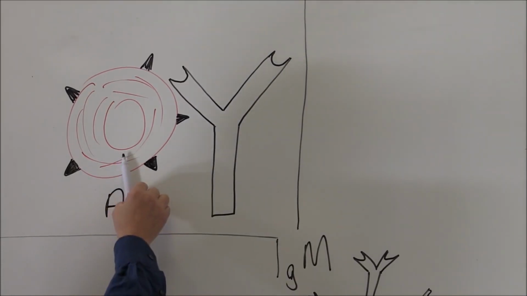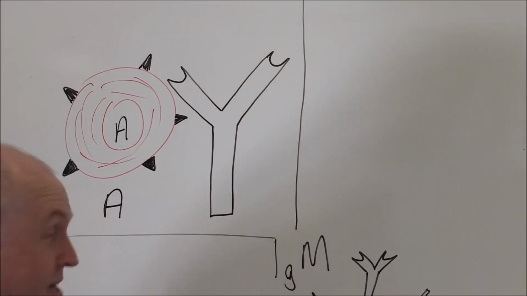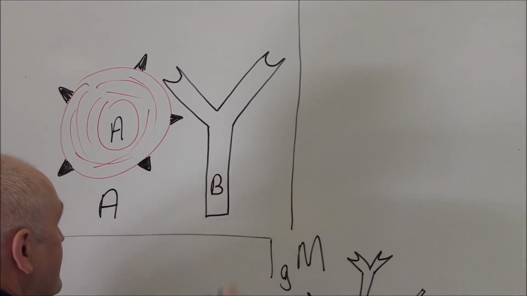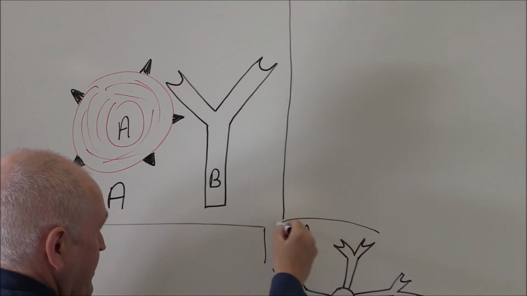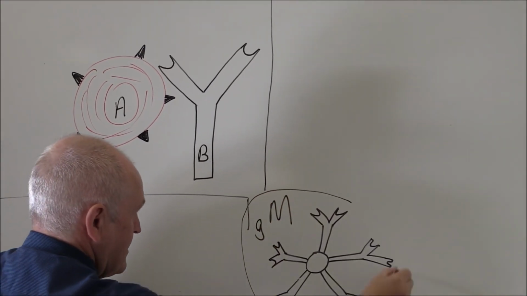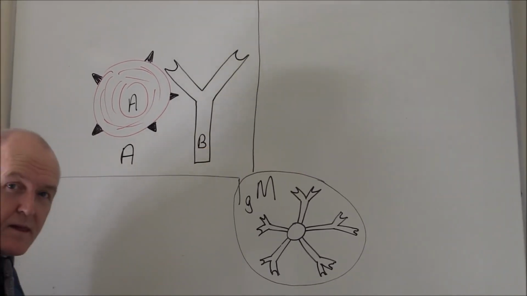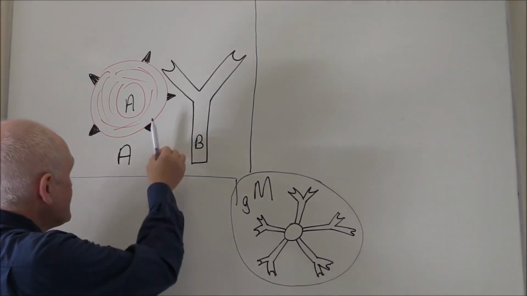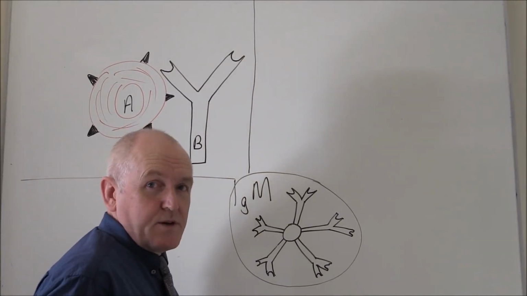It has A red cells and it has anti-B antibodies of this immunoglobulin type M form, which we've simplified here. So blood group A is one possibility. Another type of blood group is blood group B.